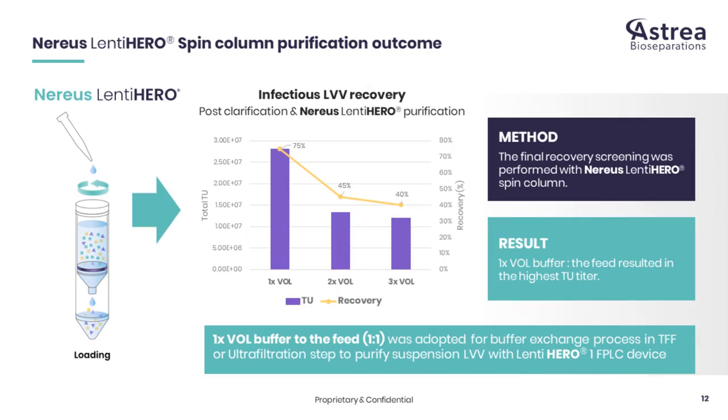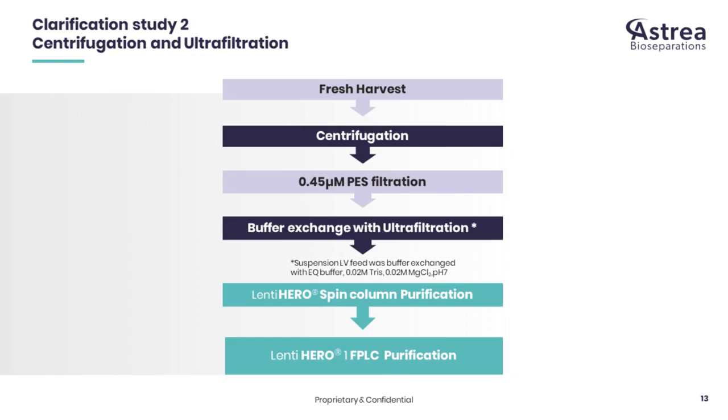After the buffer exchange step, we did the recovery screening using the Lentihero spin column. As shown in the graph, 1-time buffer volume to the feed resulted in the highest TU titer with a 75% recovery to the load. Therefore, 1-time buffer volume to the feed was adopted for the buffer exchange process in TFF or ultrafiltration to purify suspension LV with the Lentihero FPLC device. Then we move on to the next study.